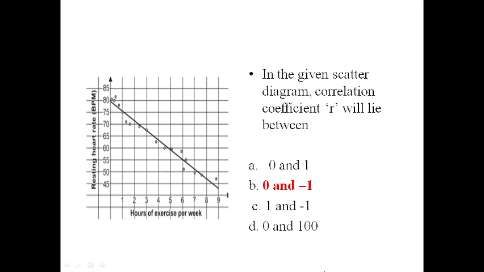The Pearson correlation coefficient formula is: n sum of xy minus sum of x times sum of y, divided by the root of [n sum of x squared minus (sum of x) squared] times [n sum of y squared minus (sum of y) squared]. So this is the Pearson formula.